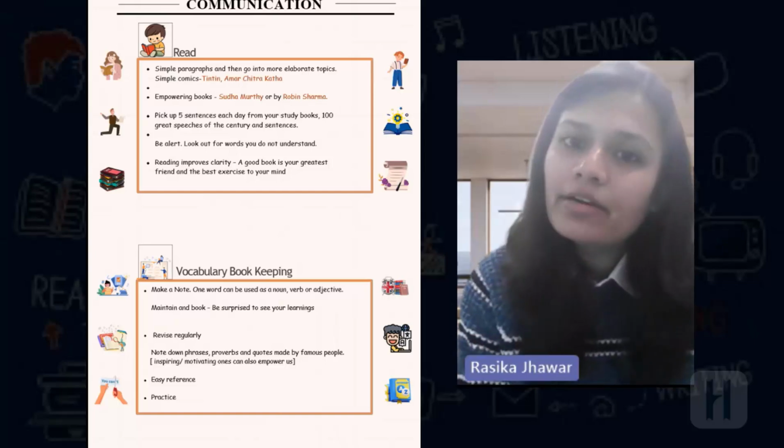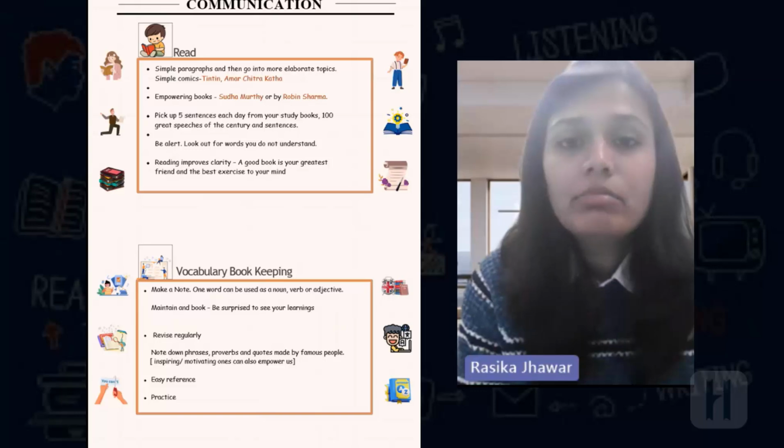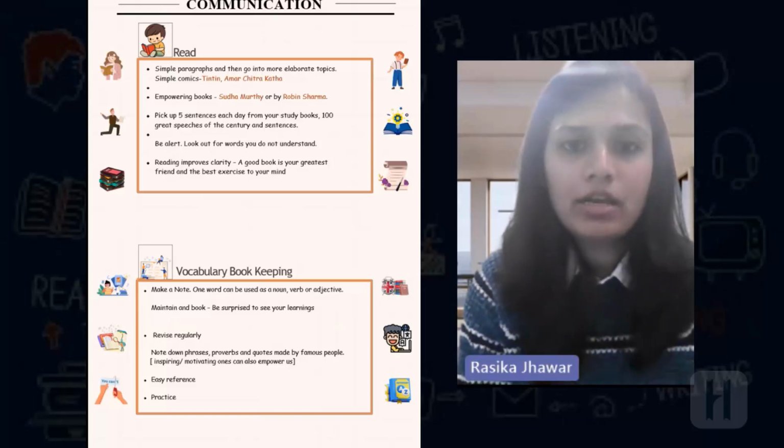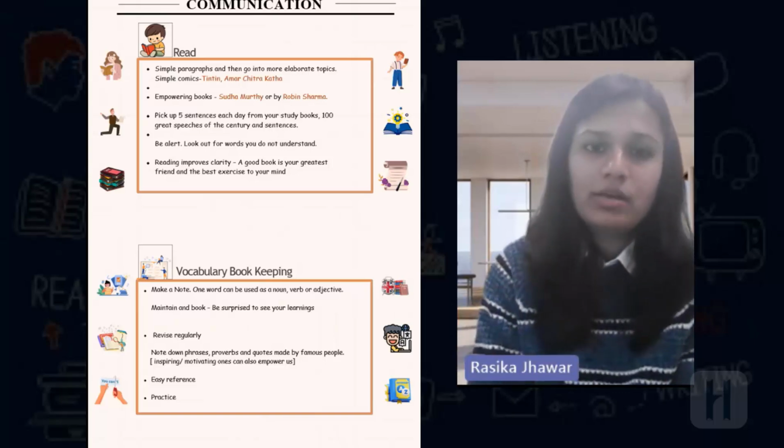So read simple paragraphs and note down words which you do not understand, and try to get the meaning then and there and reread. It will help you improve, give strength on the subject.